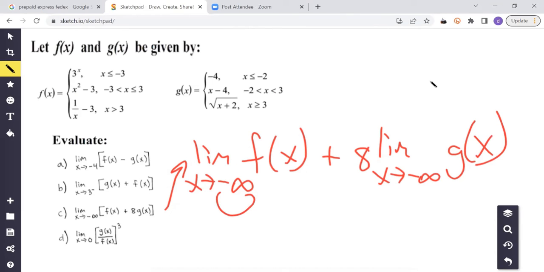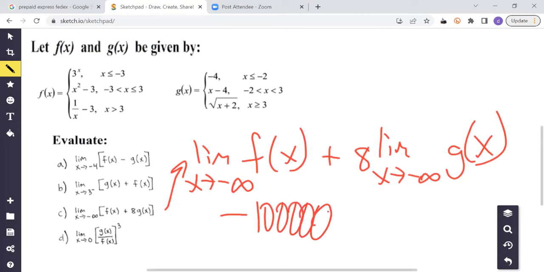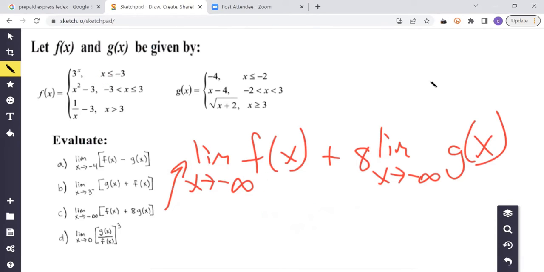So -infinity, it's like negative a billion, trillion, gajillion, right? So that number, and for F, would be like right there, right? That's where we plug in a number. -infinity would belong right there because it's less than or equal to -3. So from this first piece, we get back 3 to the -infinity and then plus.